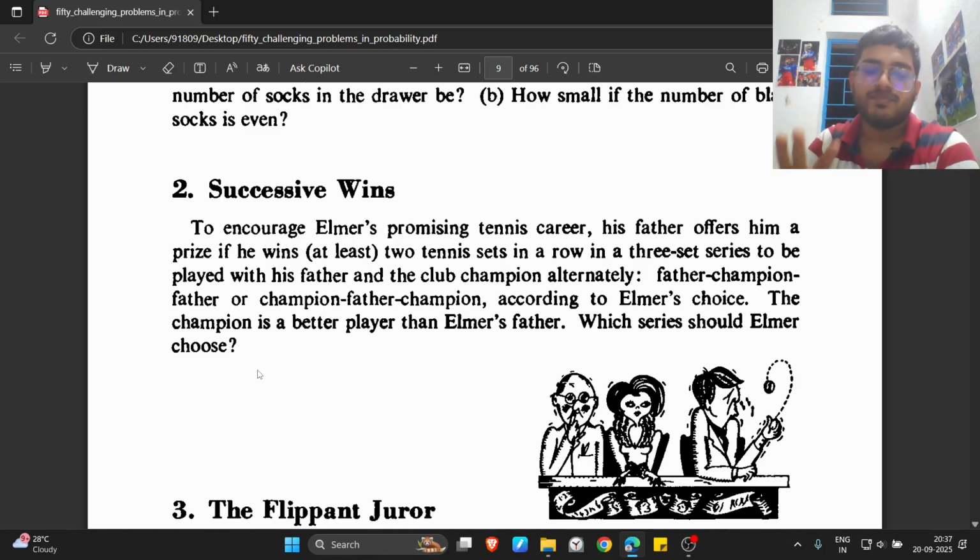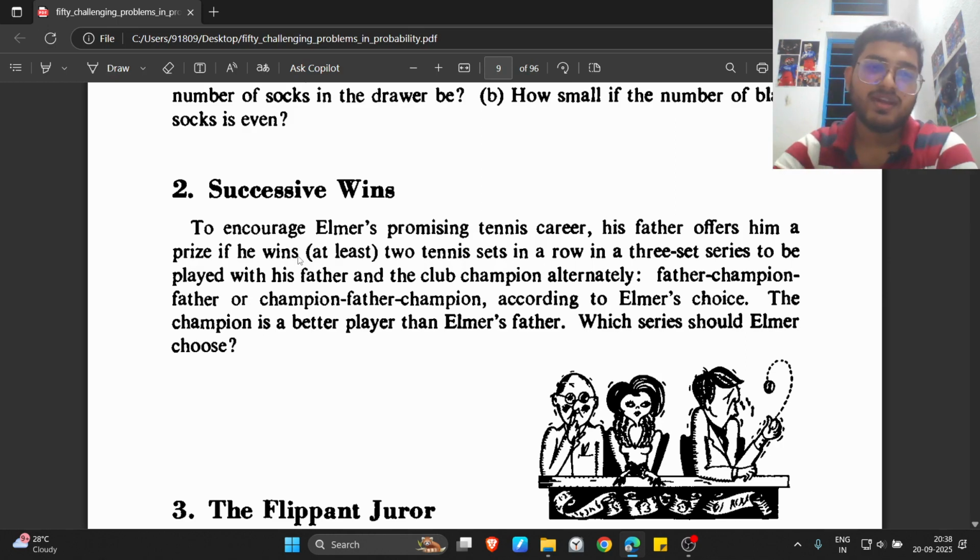A very simple question, and the understanding part is simple. Elmer has two choices: either he can choose father, champion, father, or champion, father, champion. And the condition is he has to win at least two tennis sets in a row, like two consecutive games. He can also win all three, that's okay, but at least he has to win two consecutive matches. So which one should he choose?